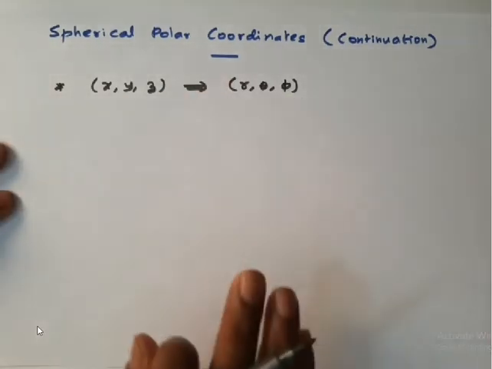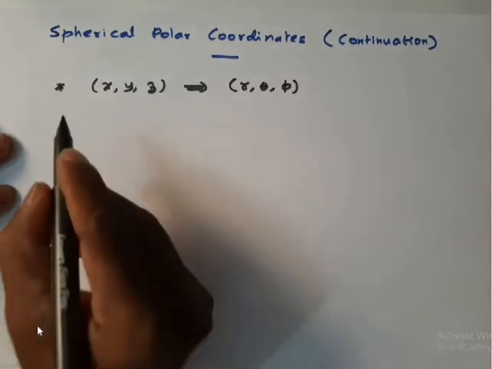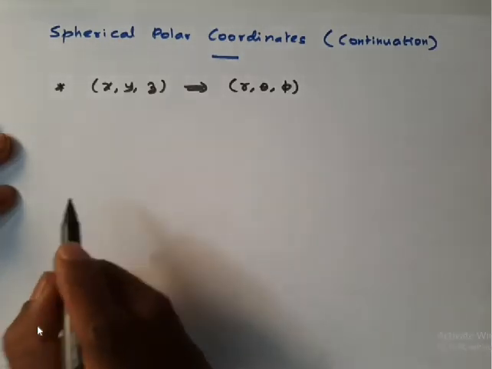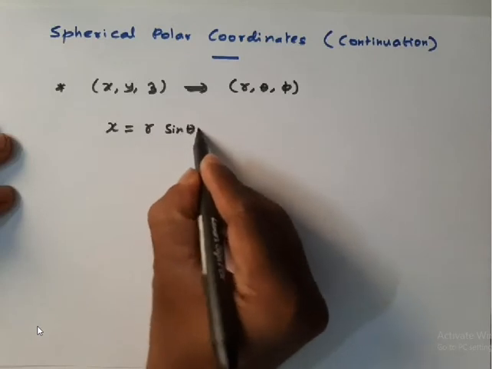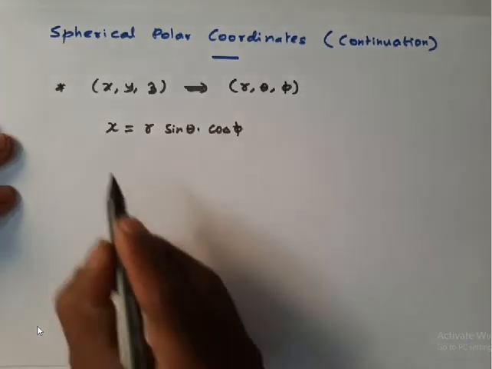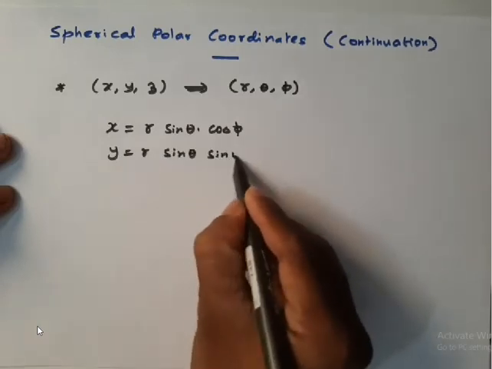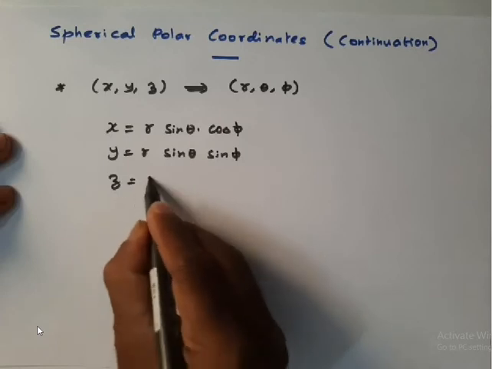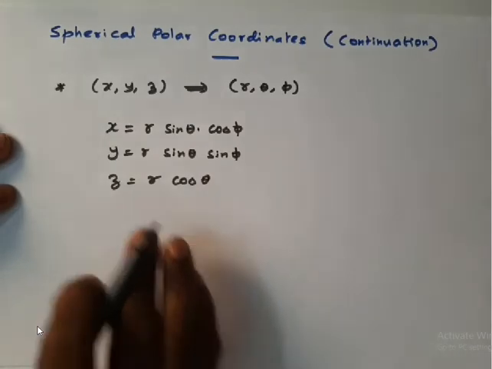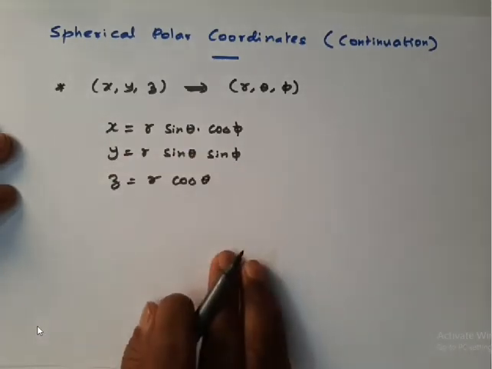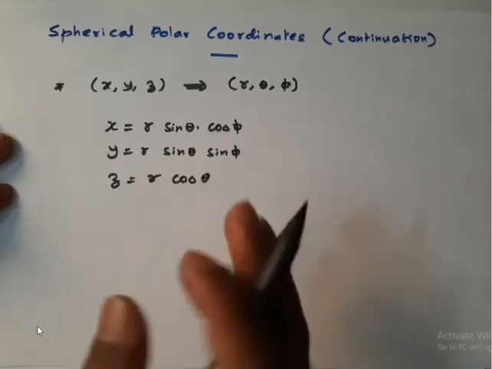All these things we discussed in the last class. We also showed the relationship between these two systems. x is equal to r sin theta cos phi, y is equal to r sin theta sin phi, and z is equal to r cos theta. We derived these relations in the last class by making use of some triangle properties, Pythagoras theorem and so on.